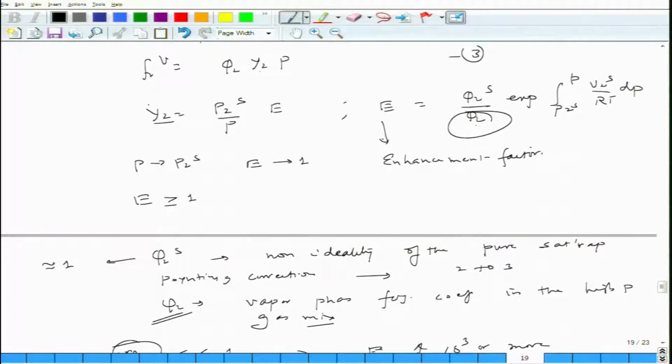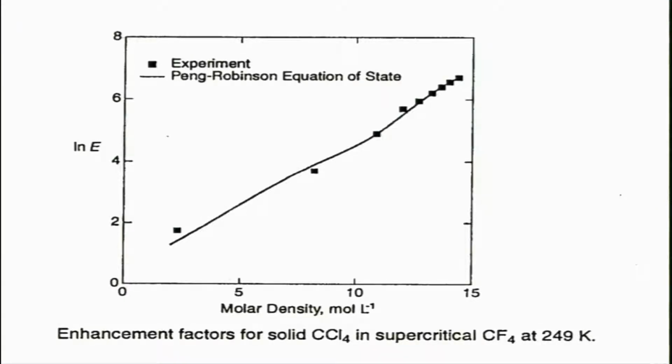Okay. So, let me show you how we actually make use of the equation of state by a few examples. This is the E in a logarithmic scale, for the case of solid CCl4 in supercritical CF4 at this temperature, and as you increase the molar density, make it more dense, pressure is more, the enhancement factor increases. You can clearly see that this equation of state could capture the behavior very well and is in line with the experiments.